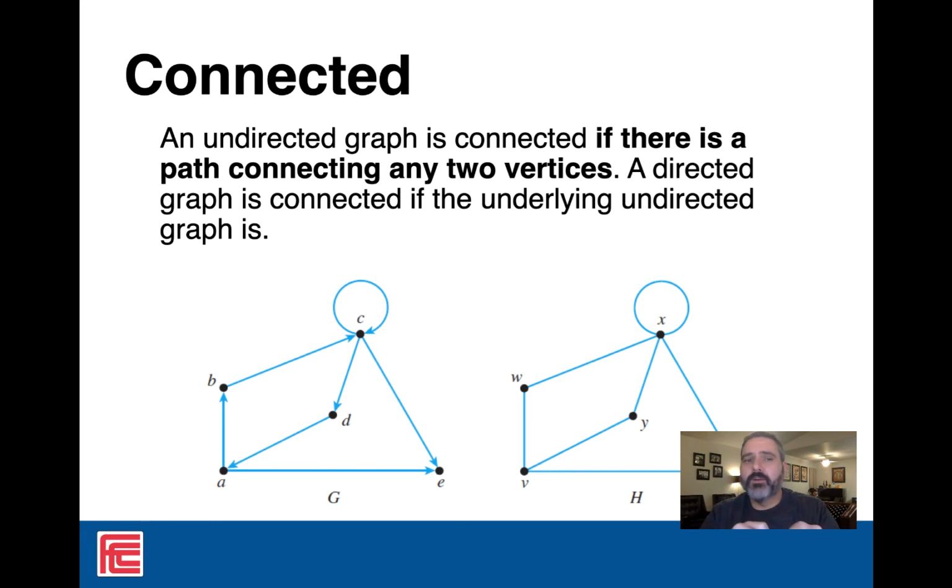If it's a directed graph, it's considered connected if the underlying undirected graph is connected. So it doesn't matter that if I get to E, I'm stuck. It doesn't matter, I can still get to E. That's all that matters. So if the underlying undirected graph is connected, then we say the directed graph is also connected.